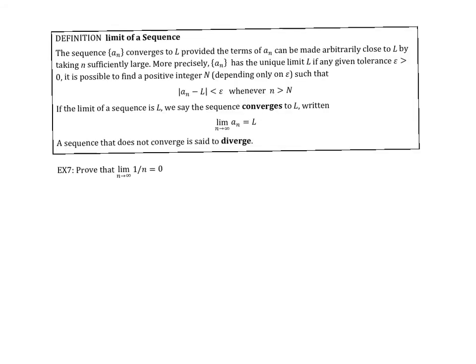The last thing we want to look at is the formal definition of a limit of a sequence. And this goes back to calculus when we looked at the formal definition of a limit. It's very similar. So a sequence converges to some limit, provided these terms can get arbitrarily close to our limit.